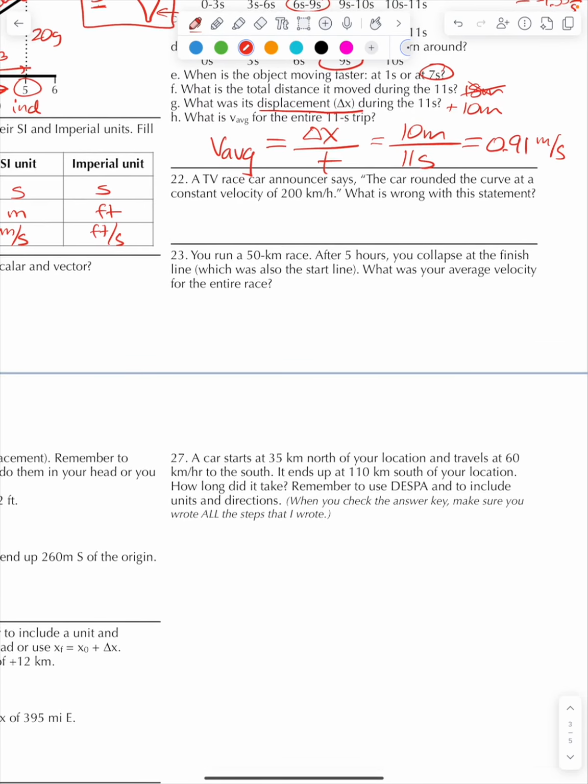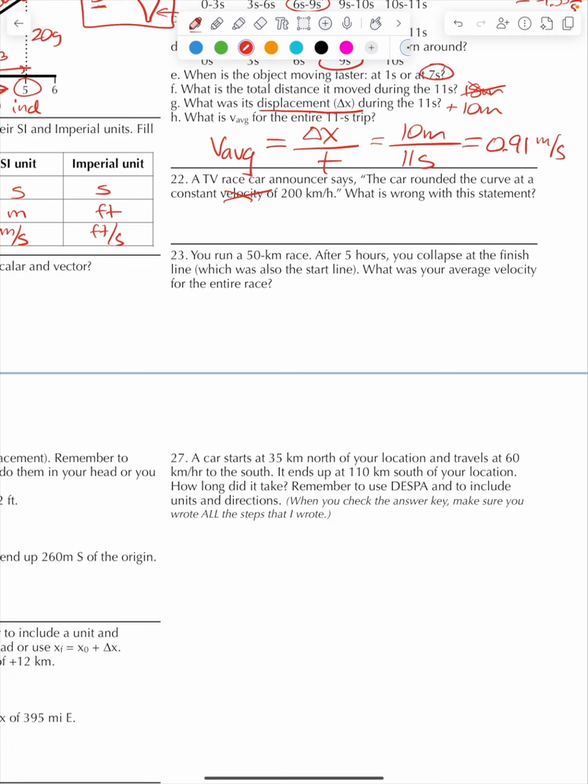A TV race car announcer says, the car rounded the curve at a constant velocity of 200 kilometers per hour. What is wrong with that? It can't be constant velocity. Velocity has a direction. It's a vector. If the guy in the car is turning, he is changing direction. Even if he stays at a constant speed of 200 kilometers per hour, because he's changing direction, that means his velocity is changing. So he cannot be going at constant velocity. In fact, his velocity is changing the entire time while he's turning.